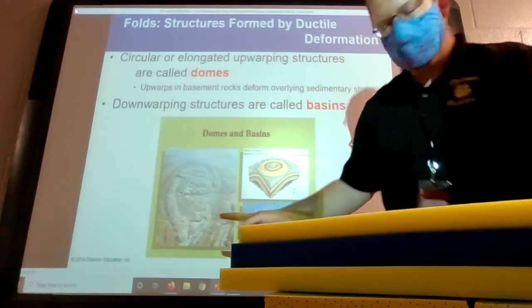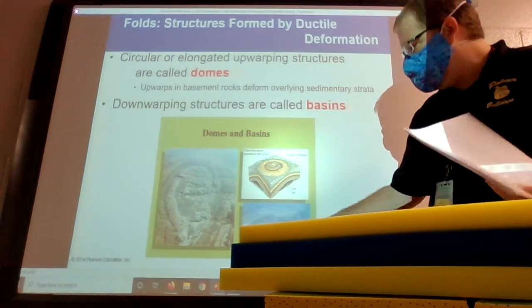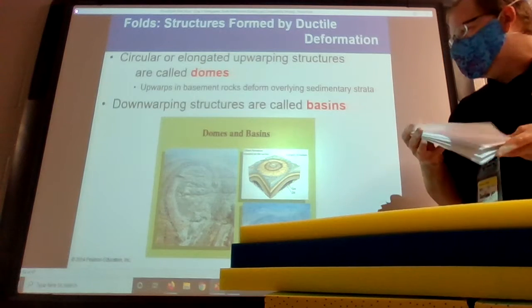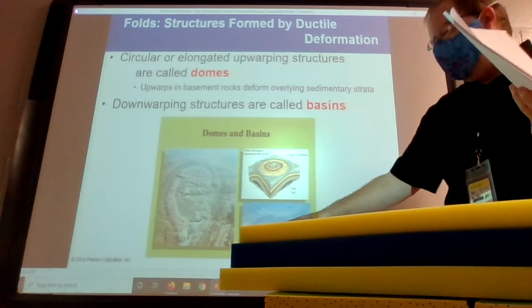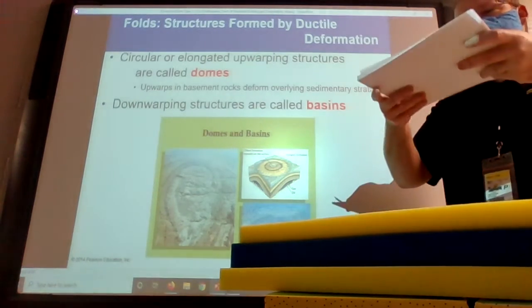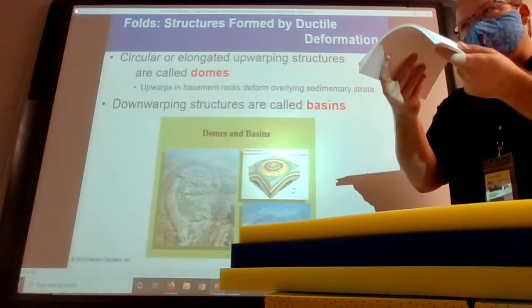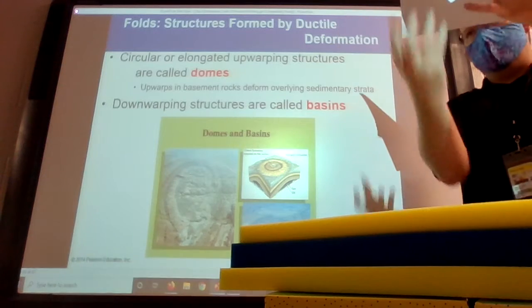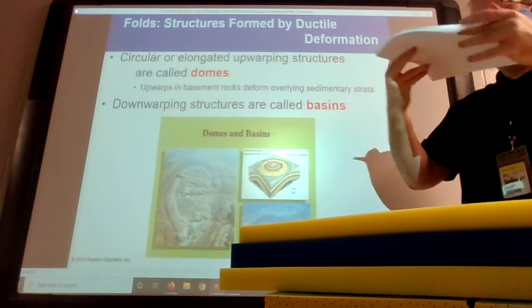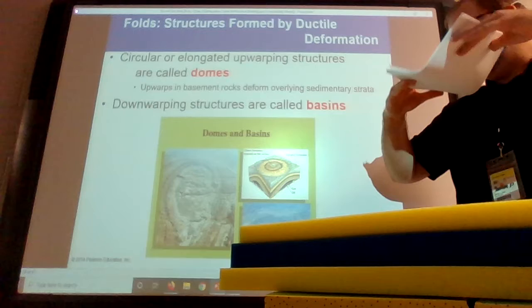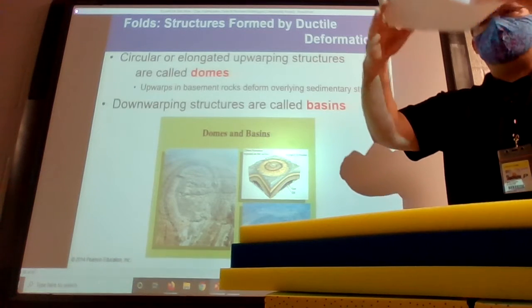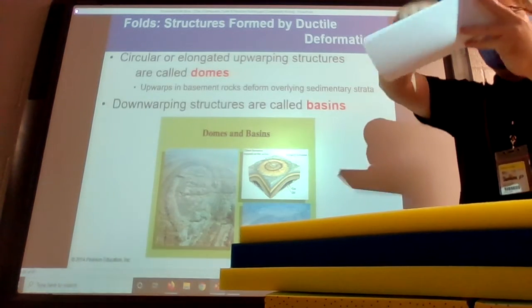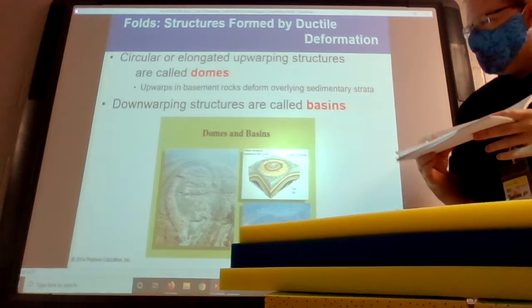So this one, I don't know if this is a full dome. What I think this is, that's obviously a dome or a basin. And you just have to look, is the oldest stuff in the middle? If the oldest stuff is in the middle, that would be a dome with the top sliced off. So your old stuff is coming up from the bottom in the middle. If your youngest stuff is in the middle, that would be a basin with the top sliced off. So your youngest stuff is pushed down into the middle.